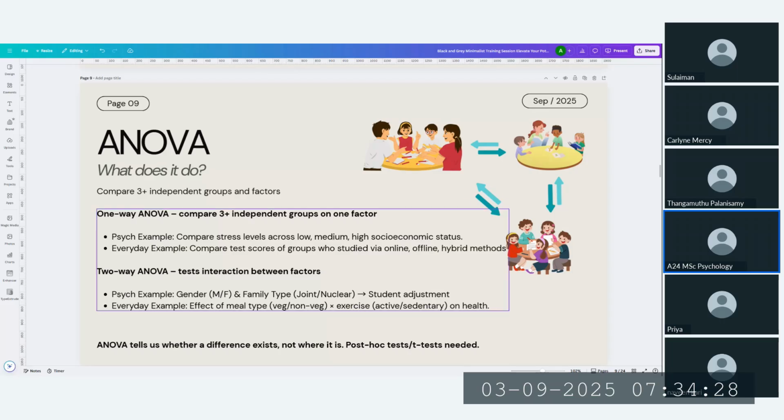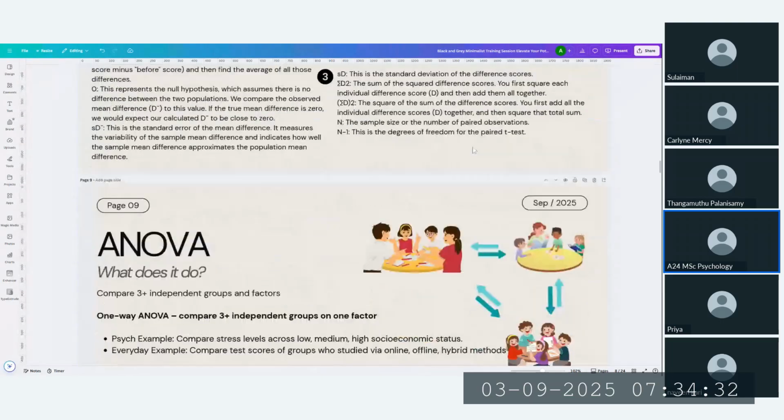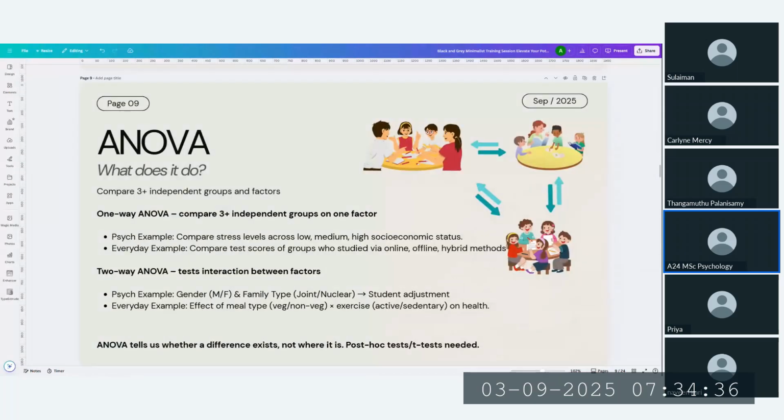Now let us look at, in essence, your t-test. There are two kinds of t-test. One is for two separate groups, where you are comparing the mean for two separate groups. For a paired t-test, you are comparing the same group before and after, measuring twice. So this t-test is for two groups. But what if you have three groups? That is where you go to ANOVA.